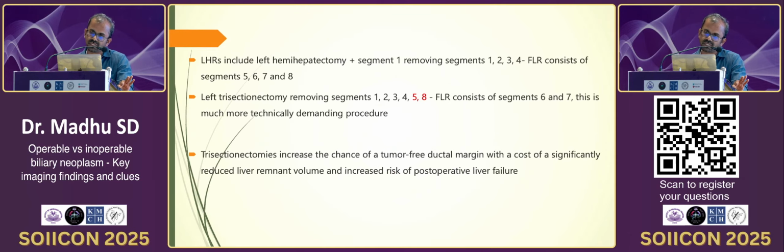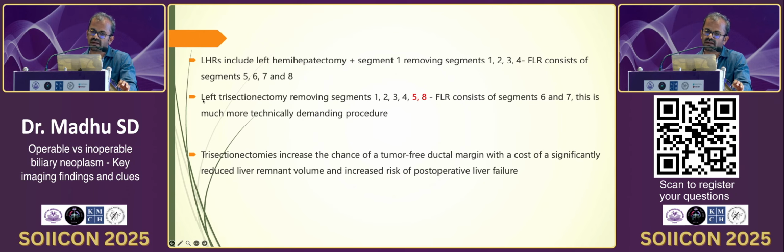Likewise on the left side also they can do hemihepatectomy. That means to say they are going to remove segment 2, 3, 4 as well as 1. But again the FLR will be good, but R0 may not be achieved.